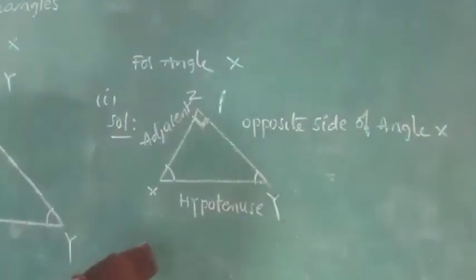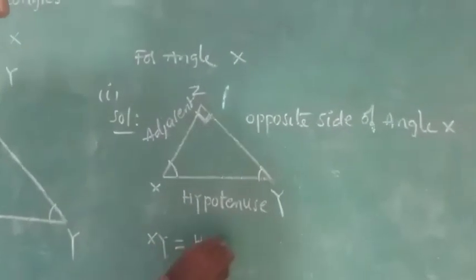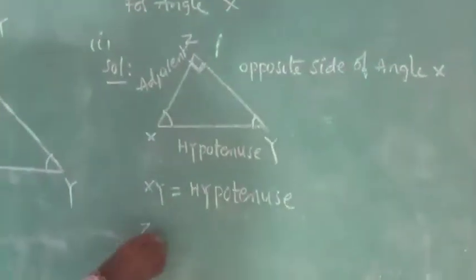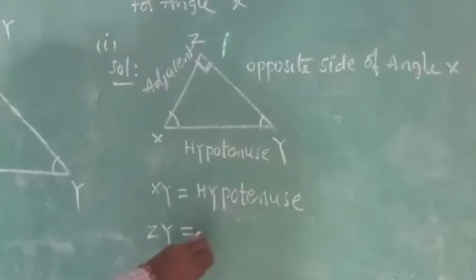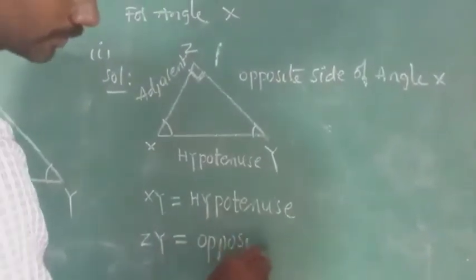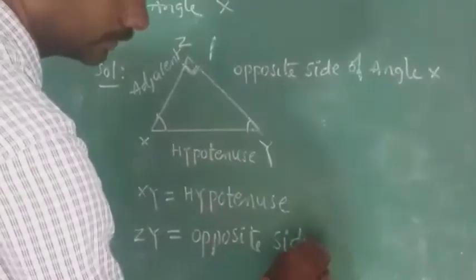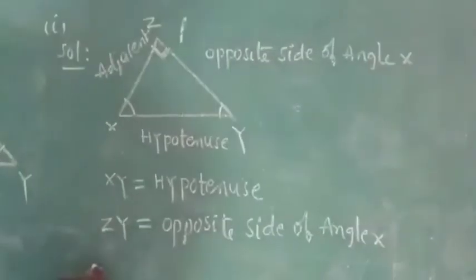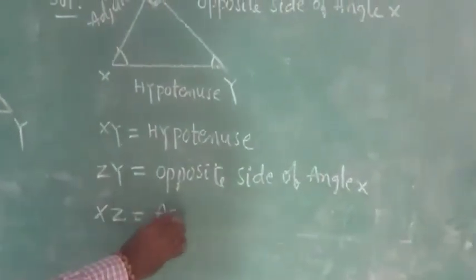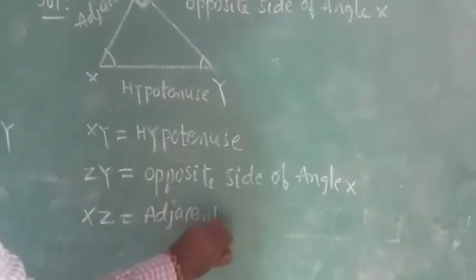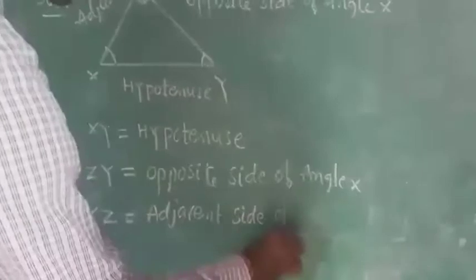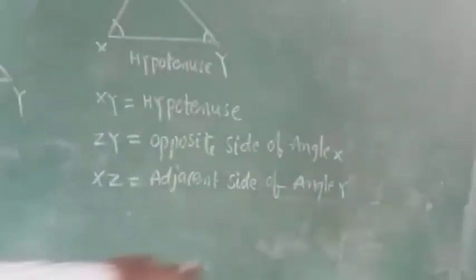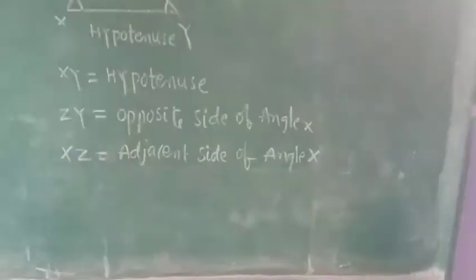Here I will clear. XY is hypotenuse. Then ZY or YZ, you call it the opposite side of angle X. Then what is left is XZ, the adjacent side of angle X. Sorry, angle X only. Here is the X only. This is the first one's answer.